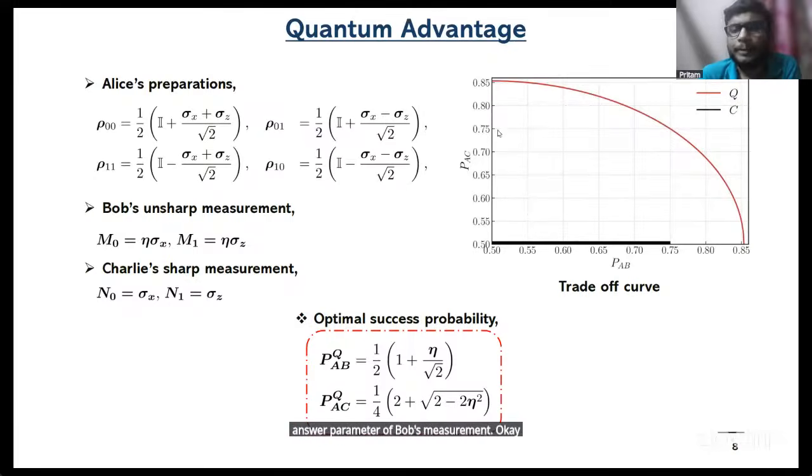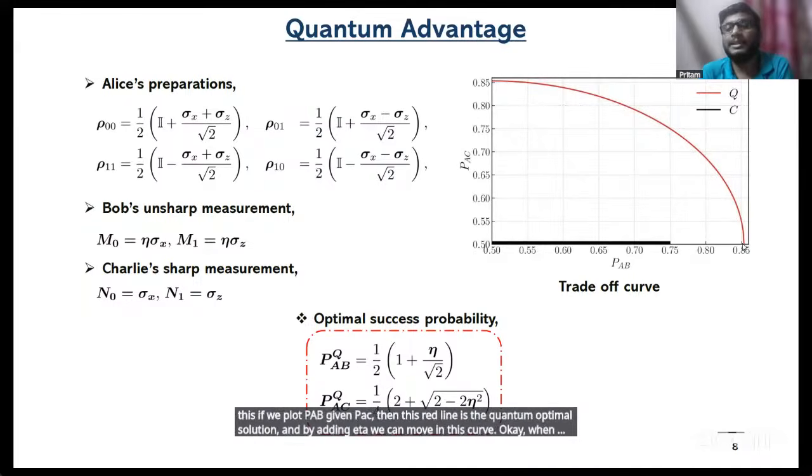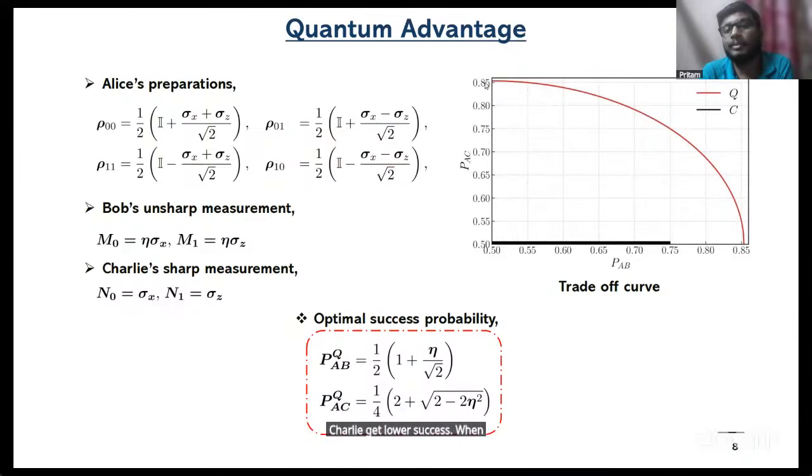By varying eta, if we plot PAB given PAC, then this red line is the quantum optimal solution. By varying eta, we can move along this curve. When Bob gets maximum success, Charlie gets lower success. When Charlie gets maximum success, Bob gets lower success.